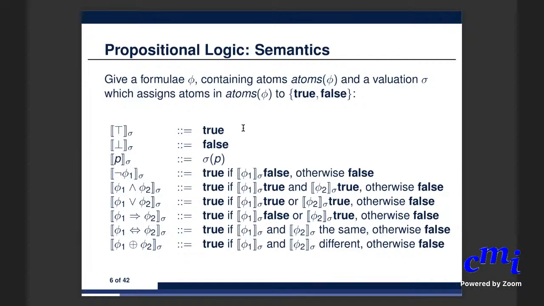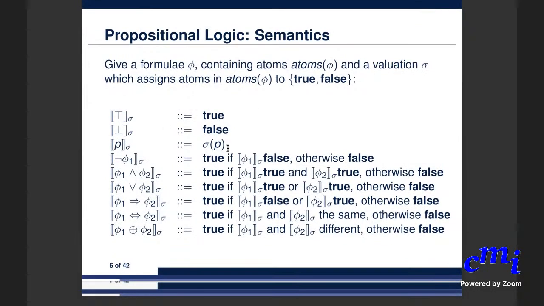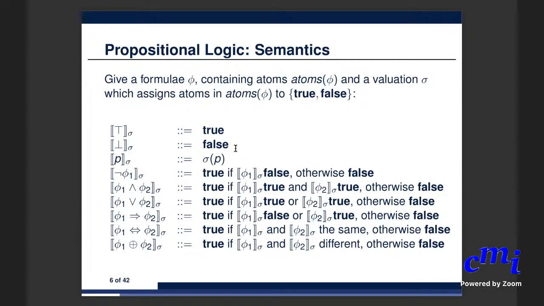Technically, we make a distinction between the syntactic objects, the constants T and bottom, and true and false. But of course, the meaning that we give in the semantics for T is true, that is always true, and bottom is false. So the formula T is always true and the bottom is always false. Okay, is that clear?